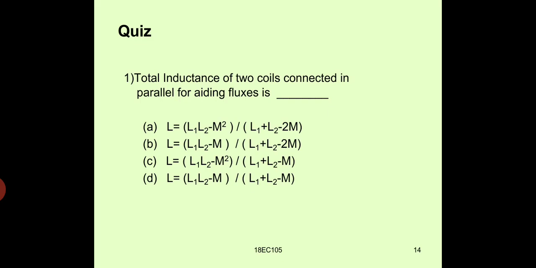Because of L1 plus L2 minus M, single M is not there, we know it should be 2M for two inductors. So C and D are ruled out. And what is it written here for? Two aiding fluxes. So that has to be minus 2M, and we know it has to be M square. So the choice is A. So L equal to L1 into L2 minus M square divided by L1 plus L2 minus 2M is our right answer.